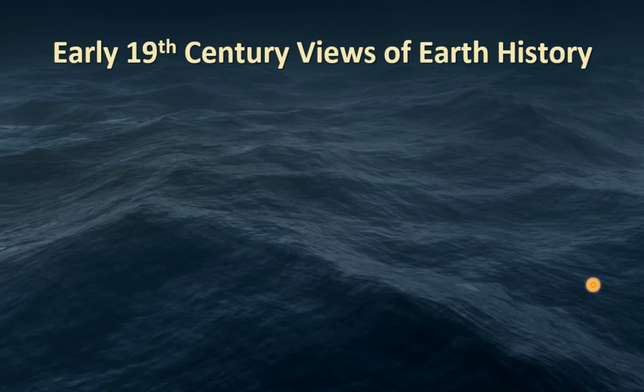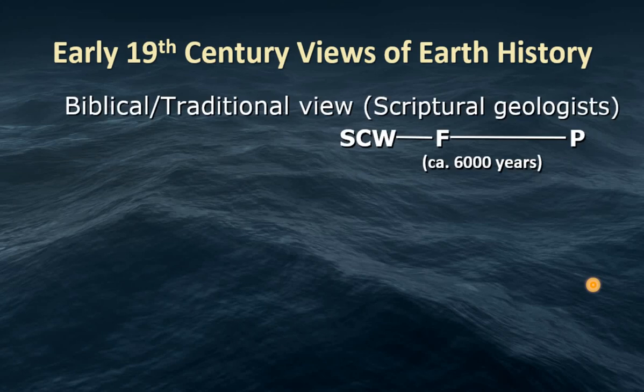In the early 19th century is when the idea of millions of years was born. Up to that time, the biblical and traditional view, which was defended by a group of men called the scriptural geologists, was a supernatural creation week, that's what SCW means, similar to all others in the first 18th century. God created everything in 6 24-hour days, 6,000 years ago. It was followed 1,600 years later by the global flood, F, and then continued until the present time, P.